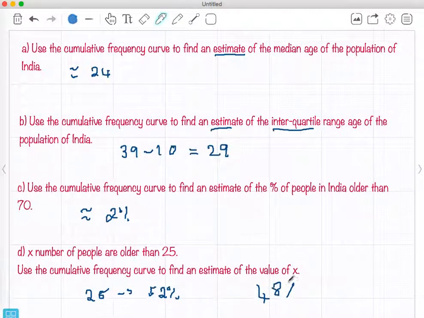Now all these are estimates. If you check with your friends next to you what they've got for these answers, they might have slightly different, but not a lot different. And this is how we interpret the cumulative frequency curve.